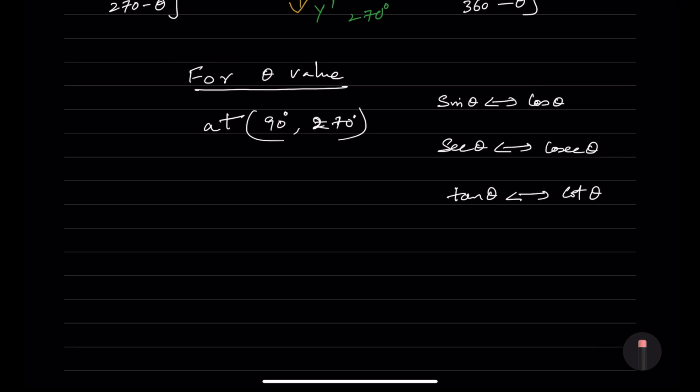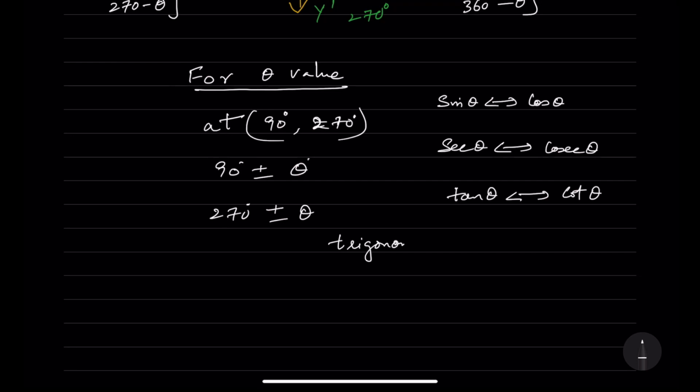So for theta values at 90 degrees or 270 degrees, that means when there is a change of 90 minus theta, 270 minus theta, 90 plus theta or 270 plus theta, you will have this change taking place. Or you can write this as 90 plus or minus theta, or 270 plus or minus theta, you will have this change. That means all the trigonometric functions will change.